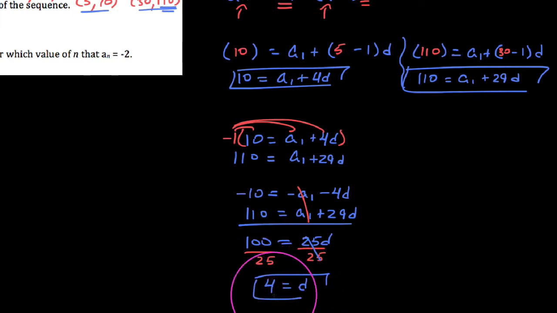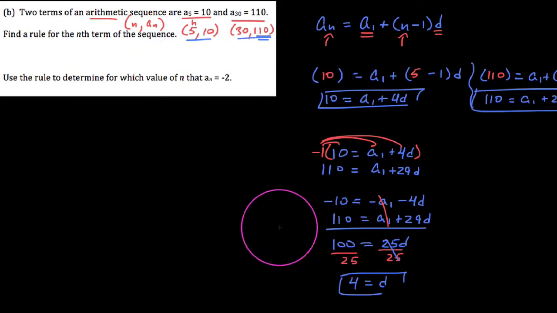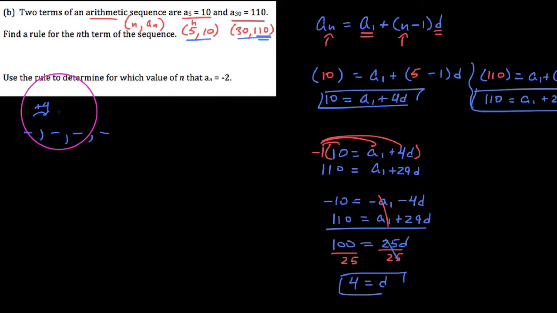So basically what we're saying here is this: for this given sequence that we're discussing, from term to term to term, it's going up by 4 every time. That is our common difference here.